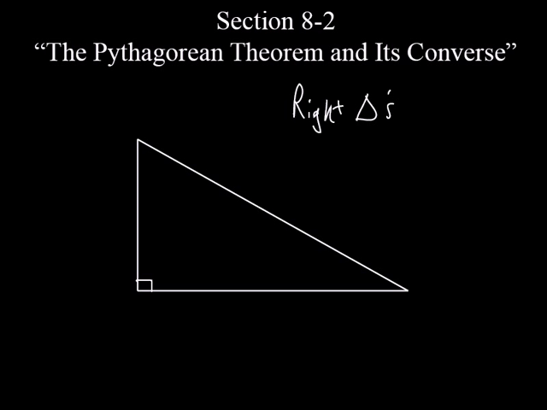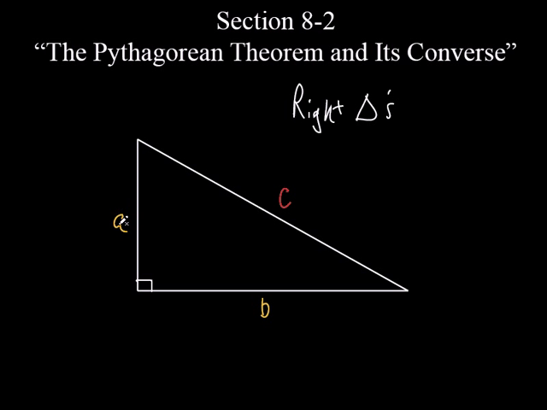So what we are going to do is label the sides of the right triangle. I'm going to call the legs of the right triangle A and B. The legs are the ones that are not the hypotenuse, okay? And the hypotenuse I'll call C. It's very important that you differentiate between the legs and the hypotenuse.